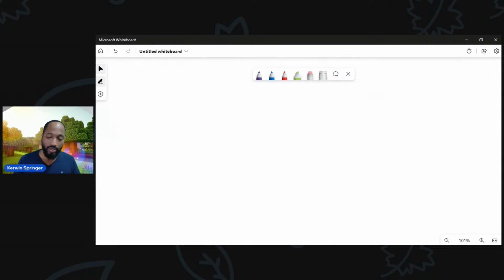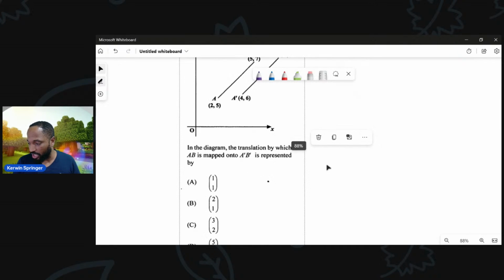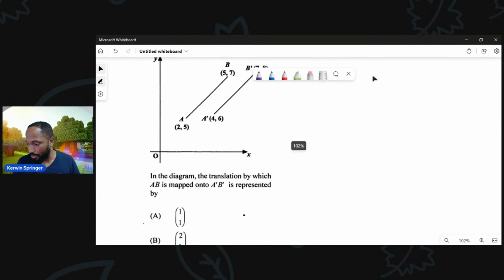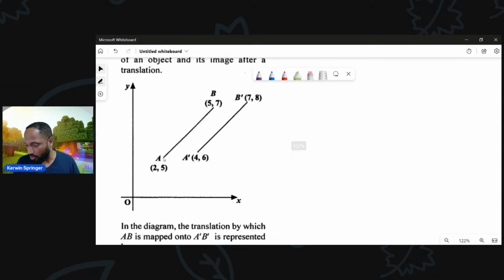Another really popular question is this one. In the diagram, the translation by which AB is mapped to A prime, B prime: you go across 2 and you go up 5. You go across 2 and you go up. Did I say go up 5? You go up 1.